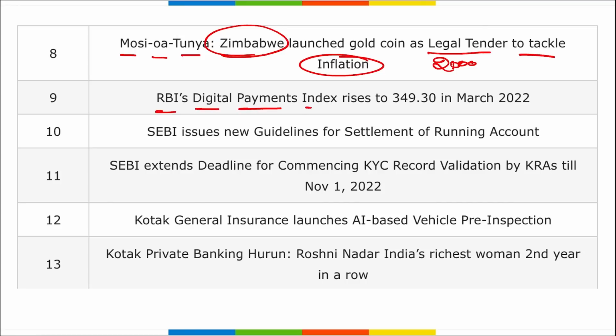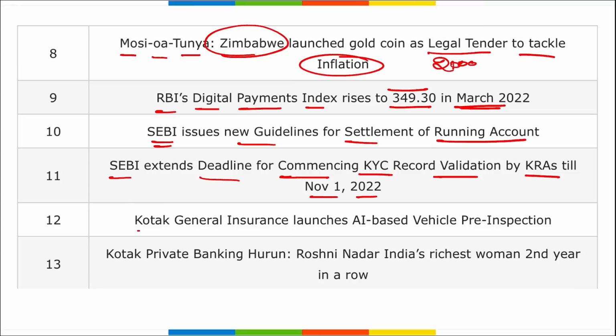RBI's digital payment index has risen to 349.30 in March 2022, and that is a good sign that India is adopting more digital payments now. SEBI issued new guidelines for the settlement of running account. SEBI extended the deadline for commencing KYC record validation by KRA till 1st of November 2022. Kotak General Insurance has launched an artificial intelligence based vehicle pre-inspection for insurances and other perspectives.